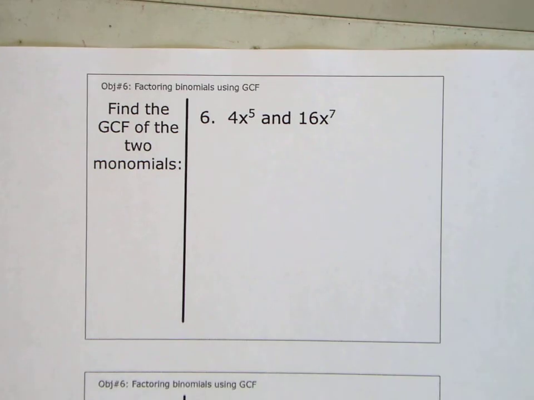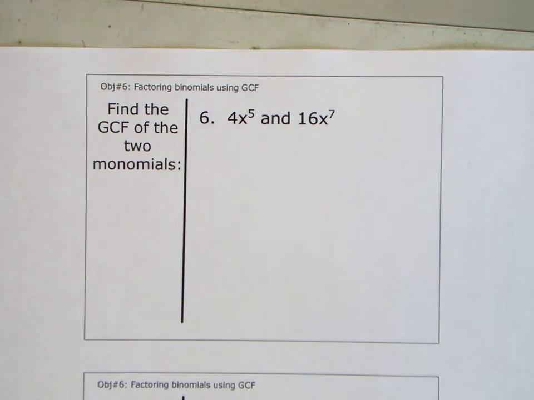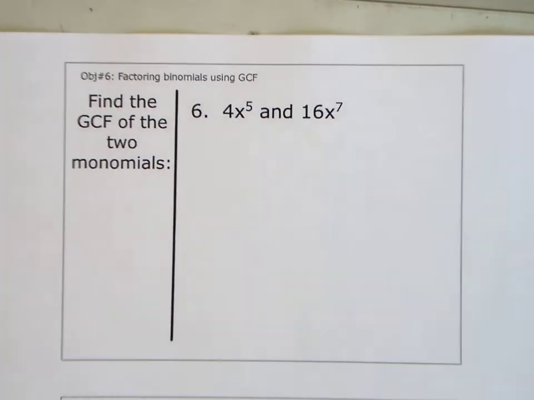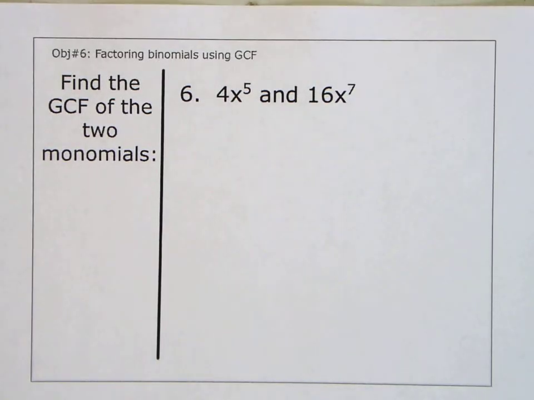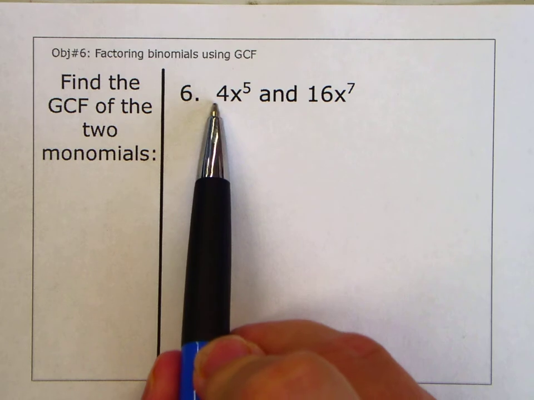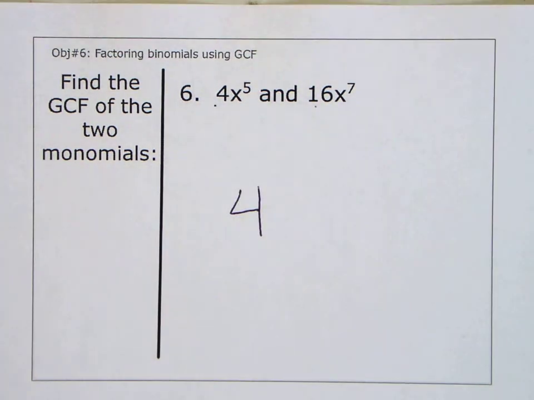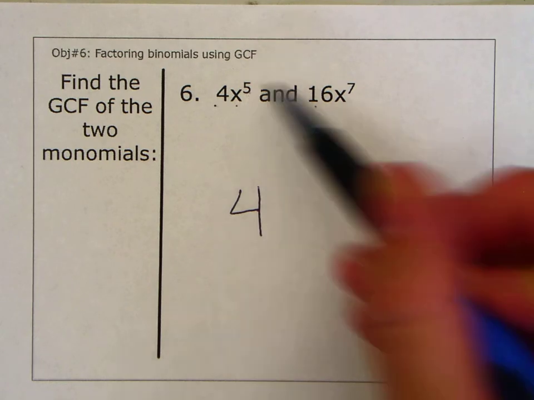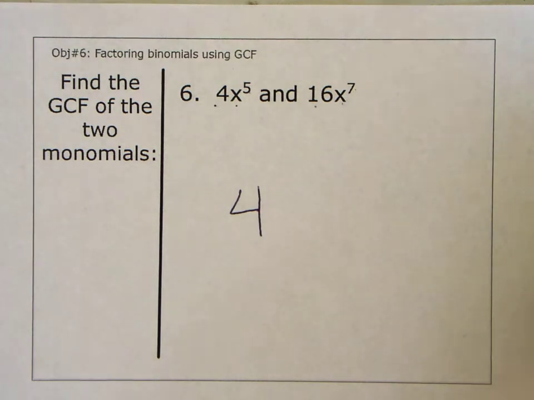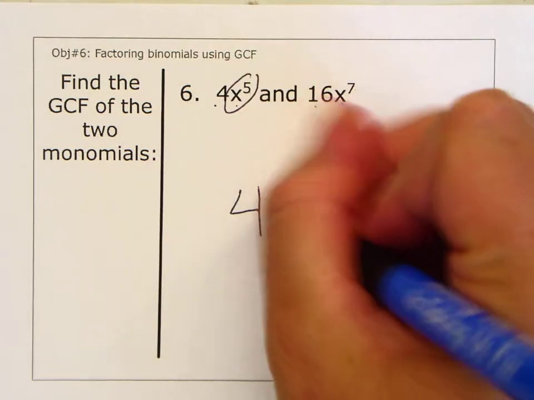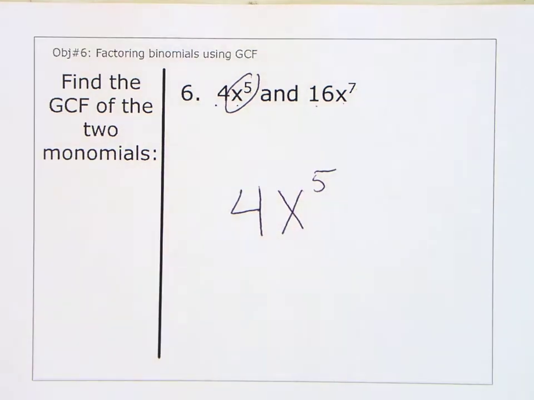So now let's do this. Find the GCF of 4x to the 5th and 16x to the 7th. All right, what goes into 4 and 16? That's easy, 4. And then x to the 5th and x to the 7th. What's smaller? x to the 5th. So that's the answer. Done. Next one, try number 7 on your own.